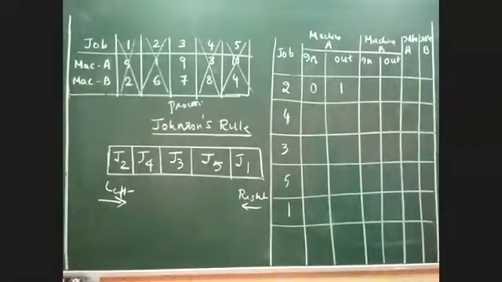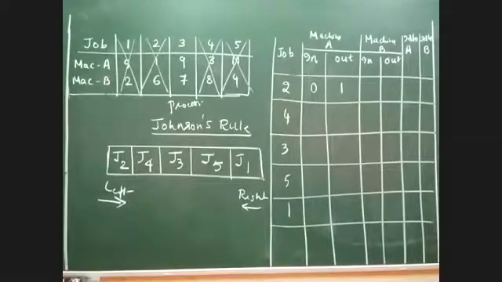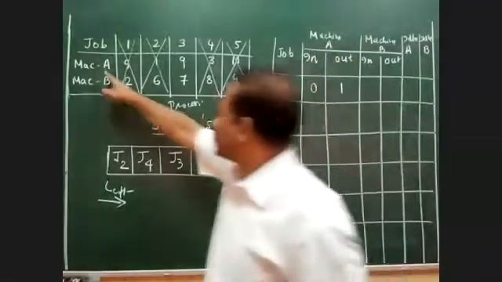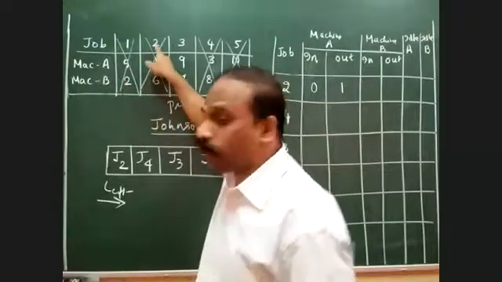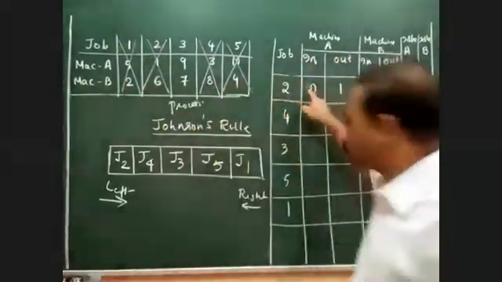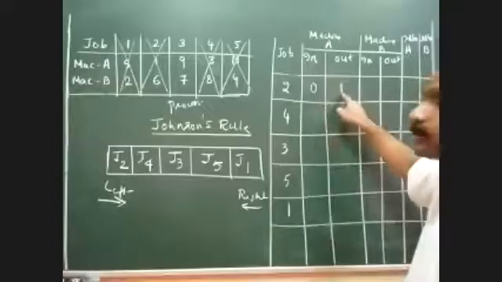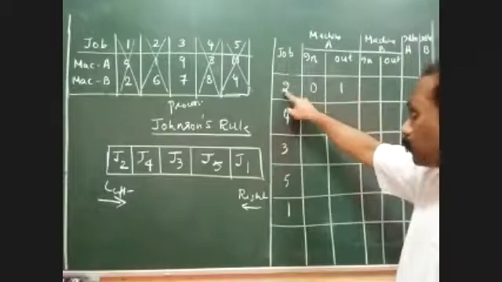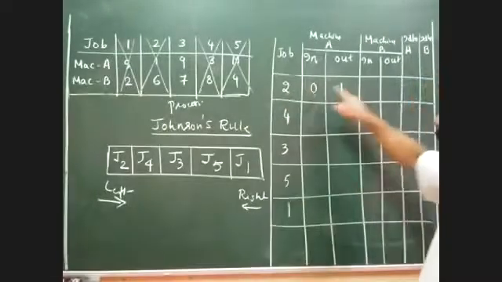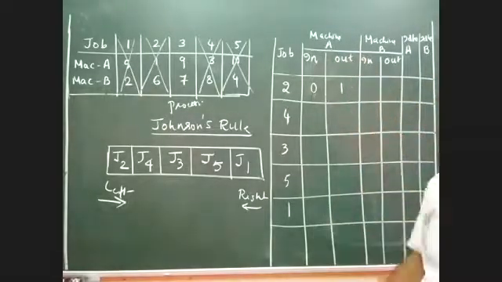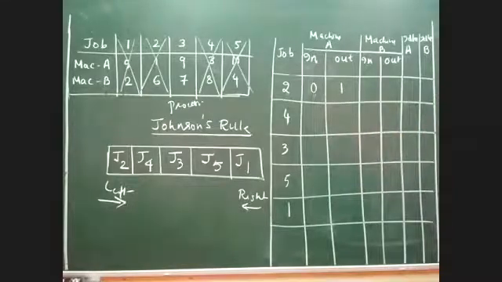Are you able to follow this step? Since it is started at 0 and machine A is taking 1 hour to complete job number 2, from starting at 0 it takes 1 hour. So 0 plus 1 becomes 1. Job number 2 starts at 0 and completes on machine A at 1 minute or 1 hour. You understand this, everyone? Yes or no? Yes, sir.